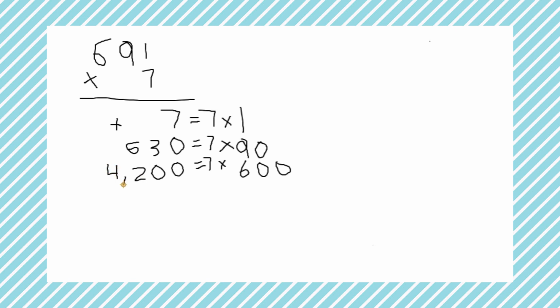Now we're going to add it all up. 7 plus 0 plus 0 is 7. 3 plus 0 is 3. 6 plus 2 is 8. And then we have the 4,000s. So our answer is 4,837.